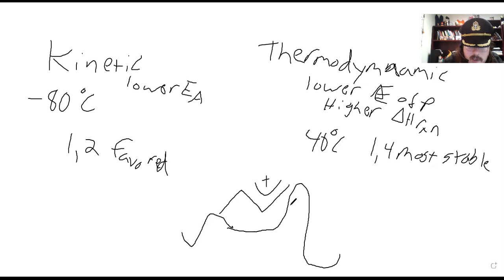And if we reverse this reaction, we can get it to this guy, which is much harder to reverse and less likely to reverse once it's formed. So at equilibrium, we get greater amounts of 1,4. Now, something to keep in mind when you're dealing with dienes.